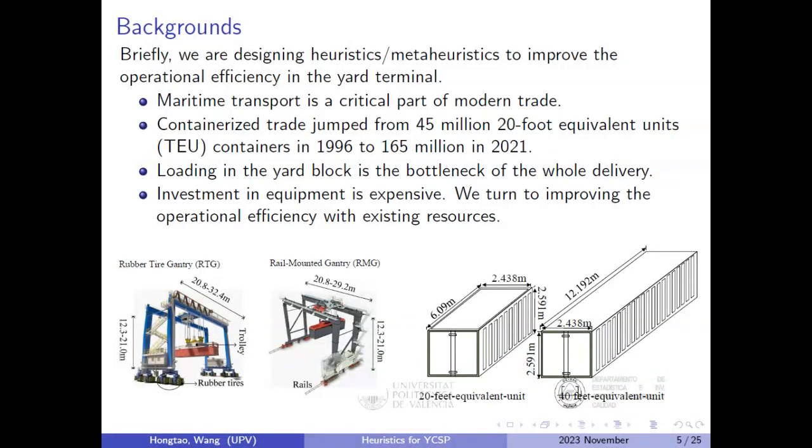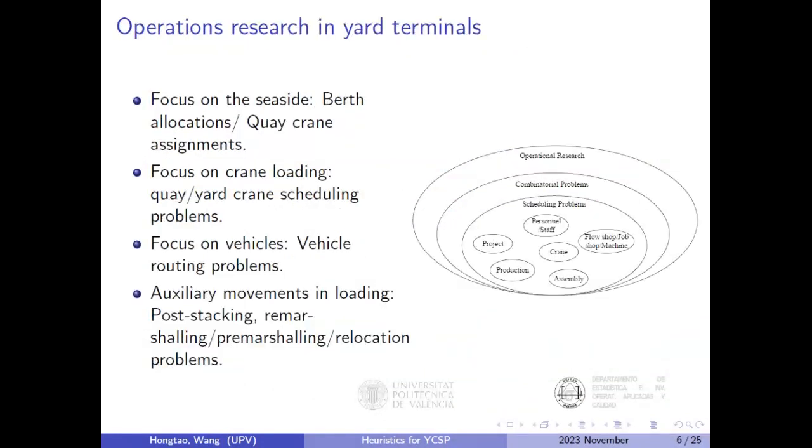And here is the container. We have two types of containers: 20 feet equivalent unit and 40 feet equivalent units. Now let's look at operations research in the yard terminal. For us, it's a kind of combinatorial problem, and inside it there are a lot of scheduling problems. The yard crane scheduling problem is not the most famous one. The most famous one should be flow shop scheduling problem.